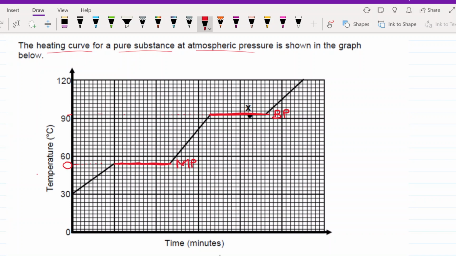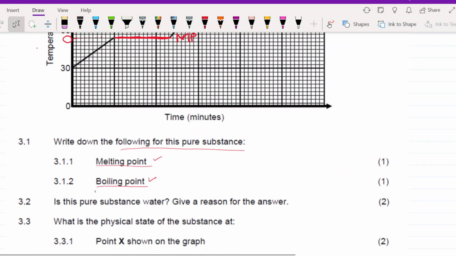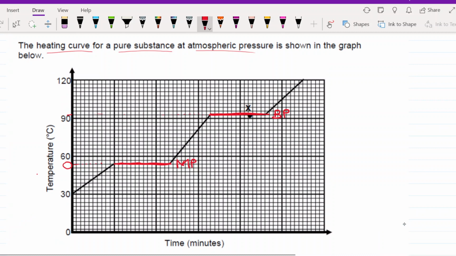They want us to tell what the melting point and the boiling point are. So we need to look for the melting point. The melting point is this temperature, but we don't know what that value is, so we need to find that value. And the boiling point is this temperature. If you can see, the red line is going straight to the y-axis. The boiling point is that temperature which is above 90 degrees Celsius. So let's first look at the melting point. Let's find out what that value is, because they didn't tell us. And then we'll look for the boiling point after this one.